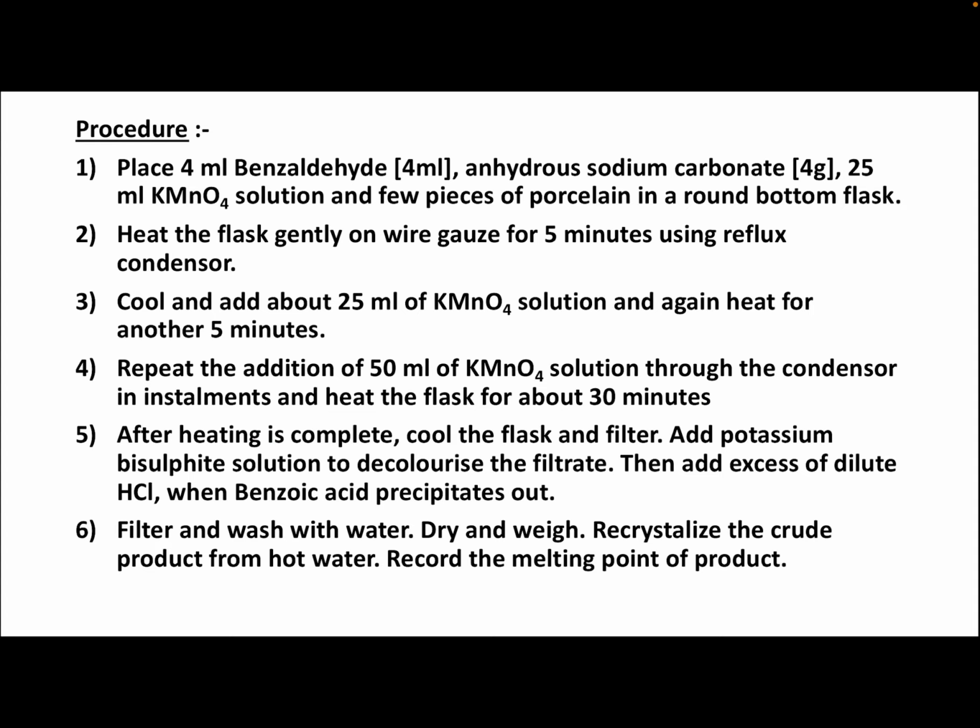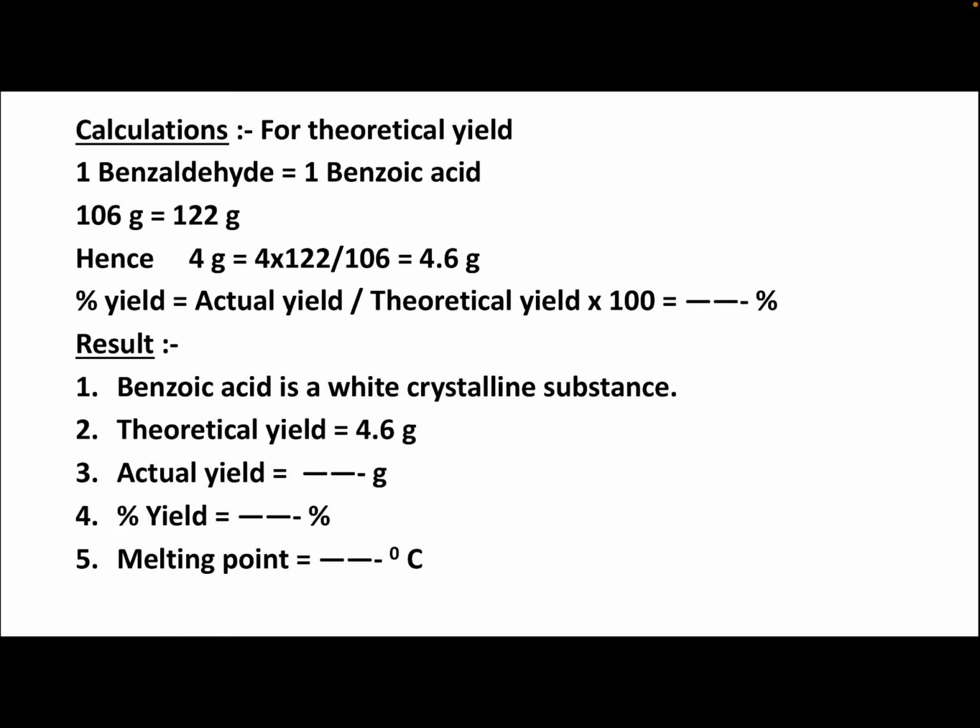After heating is complete, cool the flask and filter. Add potassium bisulfite solution to decolorize the filtrate. Then add excess of dilute HCl and benzoic acid precipitates out. Filter and wash with water, dry and weigh. Recrystallize the crude product from hot water. Record the melting point of the product.